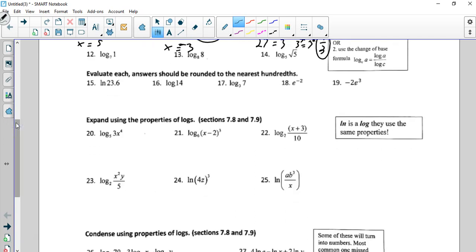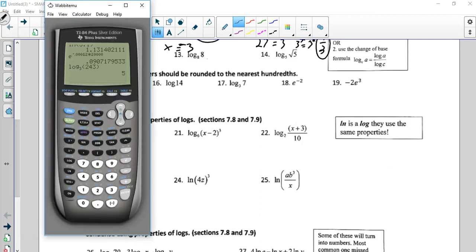All right, 15 through 19. Just straight up use the calculator on this one. So ln 23.6.